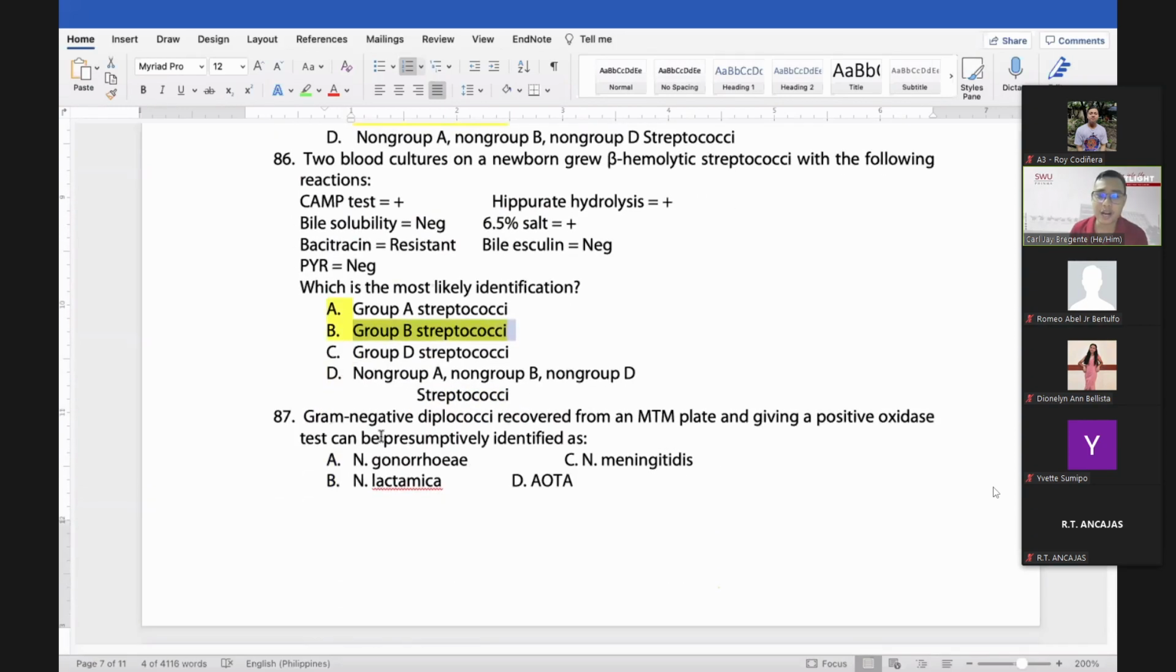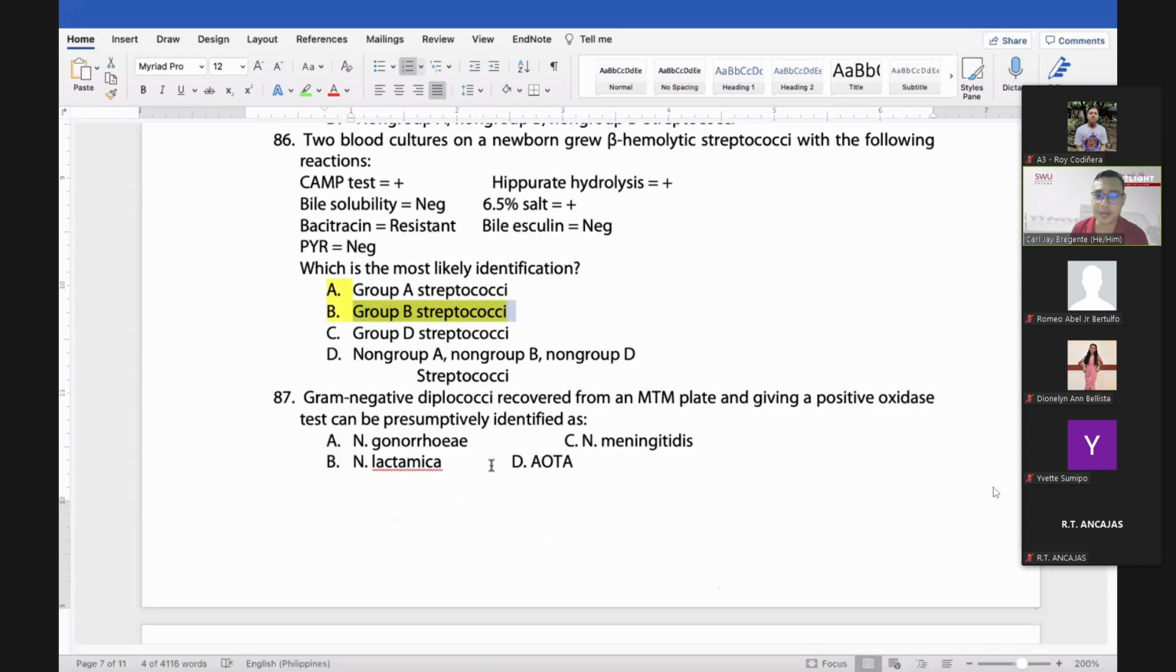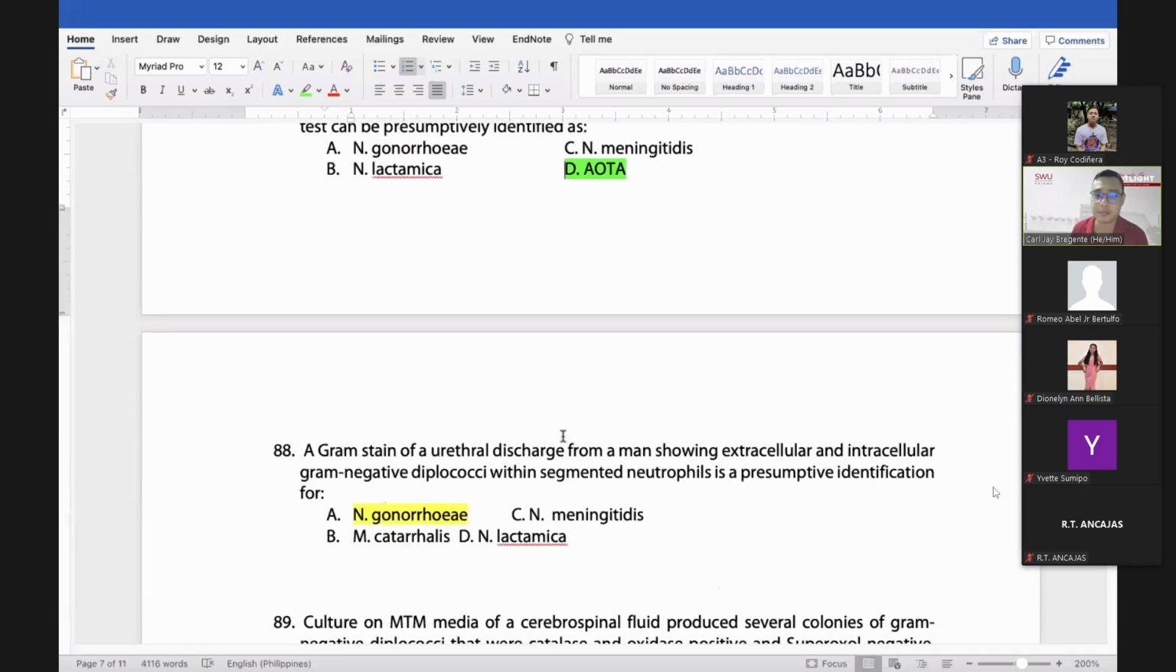87. Gram-negative diplococci recovered from an MTM plate giving positive reactions for identified as. The correct answer is all of the above. So all of them are gram-negative and all of them can be recovered on a modified Thayer-Martin agar, and all of them are positive for oxidase. Remember, Neisseria are positive for oxidase.